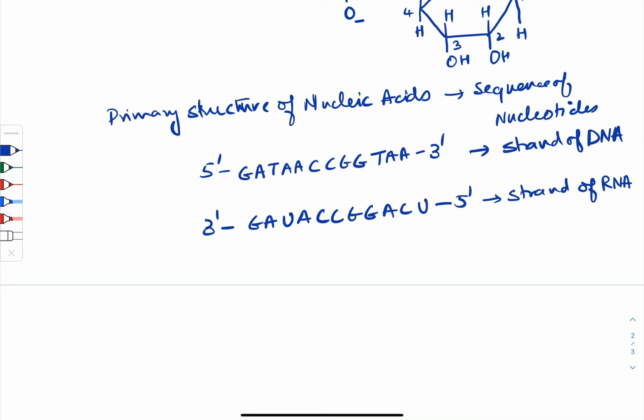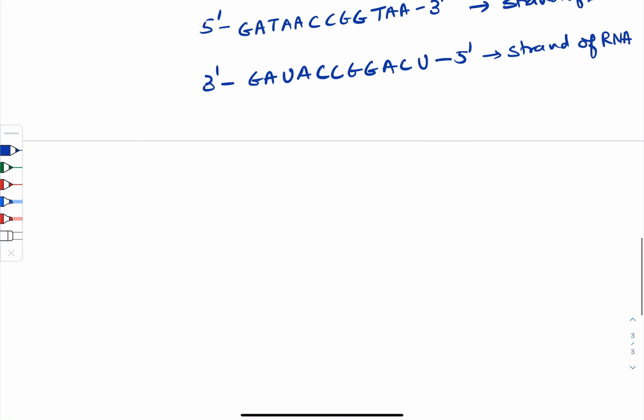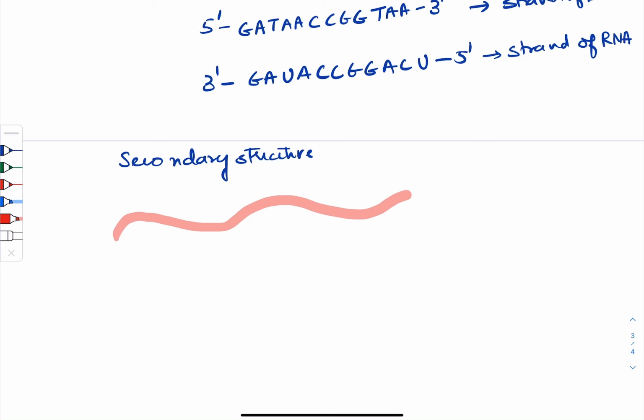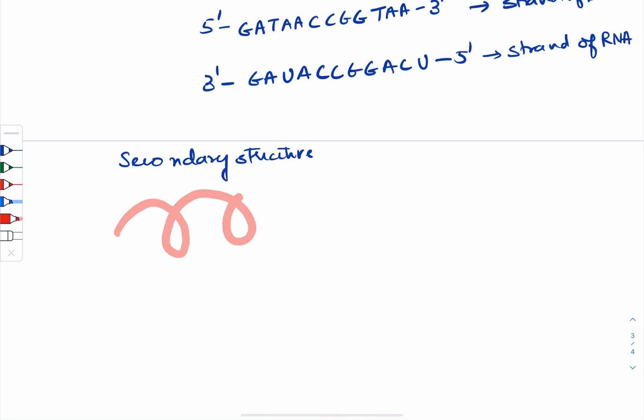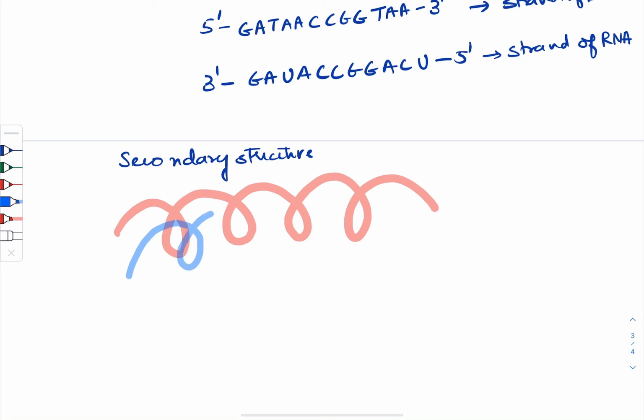And so now once we know the primary sequence, the primary structure of your nucleic acid, let's try to understand the concept of secondary structure. Secondary structure typically results from 2 different strands. So let's say I have one strand out here, in a helical structure, and then I have another strand, which I'm going to do in blue.